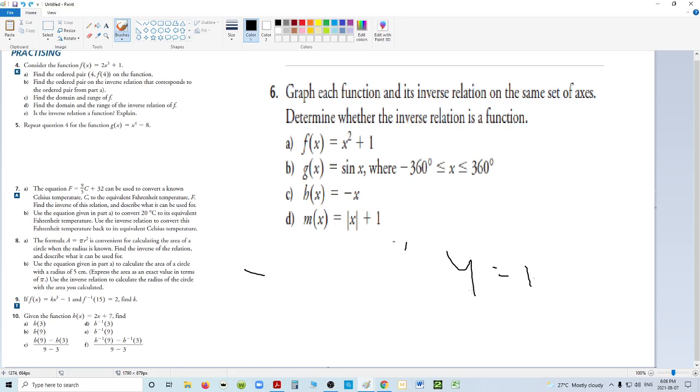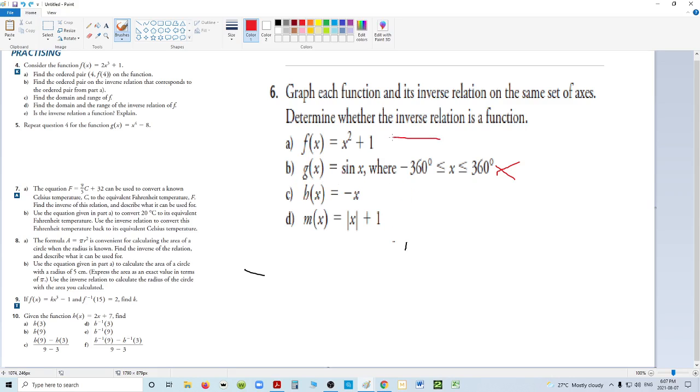What's that? That's an absolute value, right? And the absolute value will look like that. So what will its inverse look like? It'll look like this. So that is not a function. So you can see for inverse functions, no, no, and no. Only that one, the line, is.